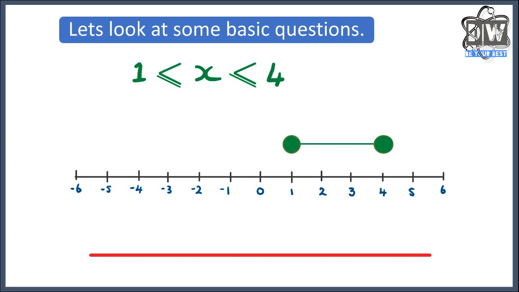Okay, so let's look at it. It could be 1, it could be 2, it could be 3, it could be 4. So we need to write down all of those numbers. Because they're shaded in, it could be all of those numbers. Remember, if they weren't shaded in, it can't be those.